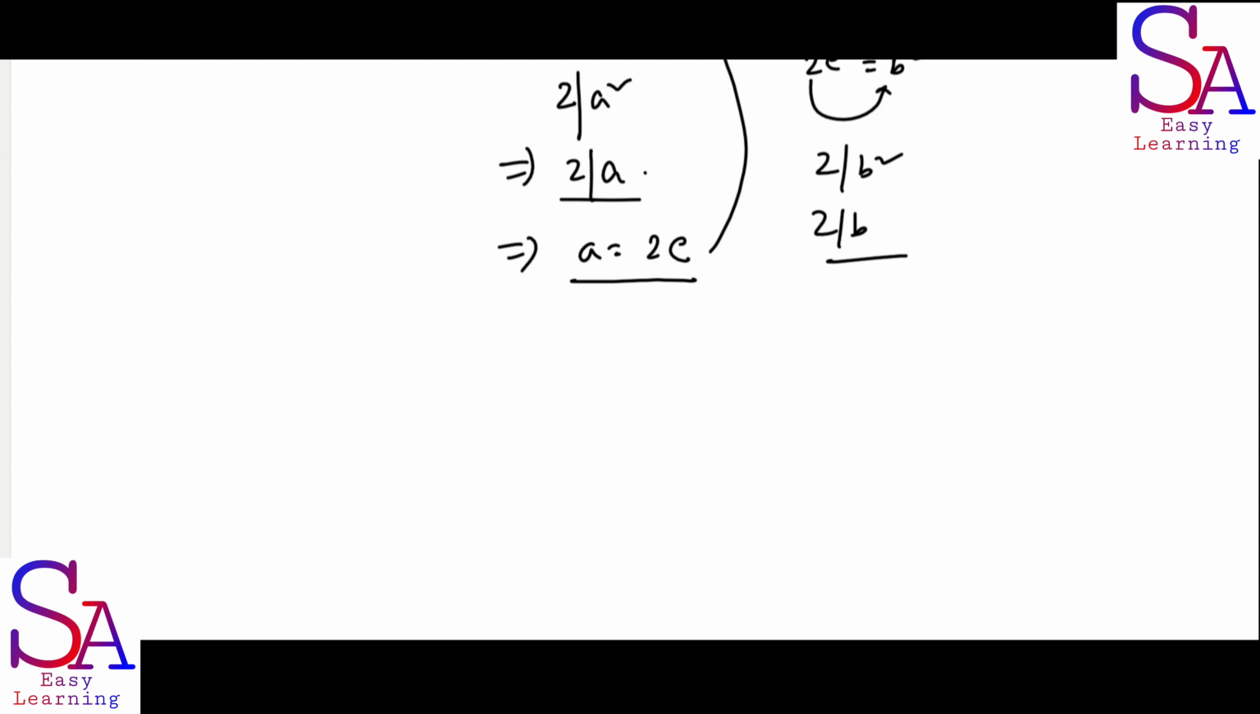So we conclude that root 2 is irrational. Since we assumed that root 2 is rational, we get a contradiction. So we say that root 2 is irrational.